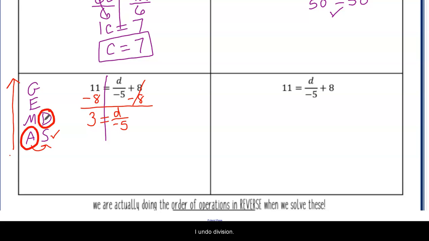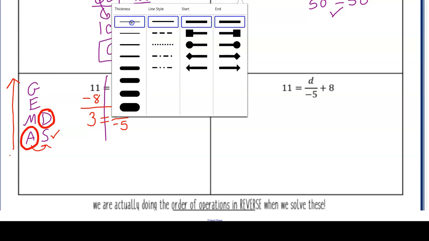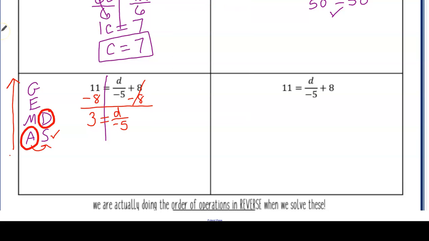I undo division with multiplication. And I'm going to multiply by the same number I divided by, because if I multiply by the same number I divided by, I get back to d. So I'm going to multiply both sides by negative 5.